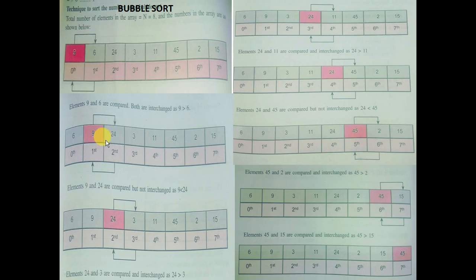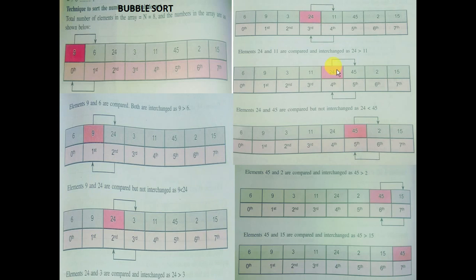See, immediately it is changing. Then 24 and 3. Yes, 3 is less than 24, no? Immediately these two should change. See, only 3 and 24 has changed. 3 has not gone till here. Only this 3 has come here, 24 has come here. 24 and 11, successive elements. So 24 comes here, 11 comes here, 24 is here.